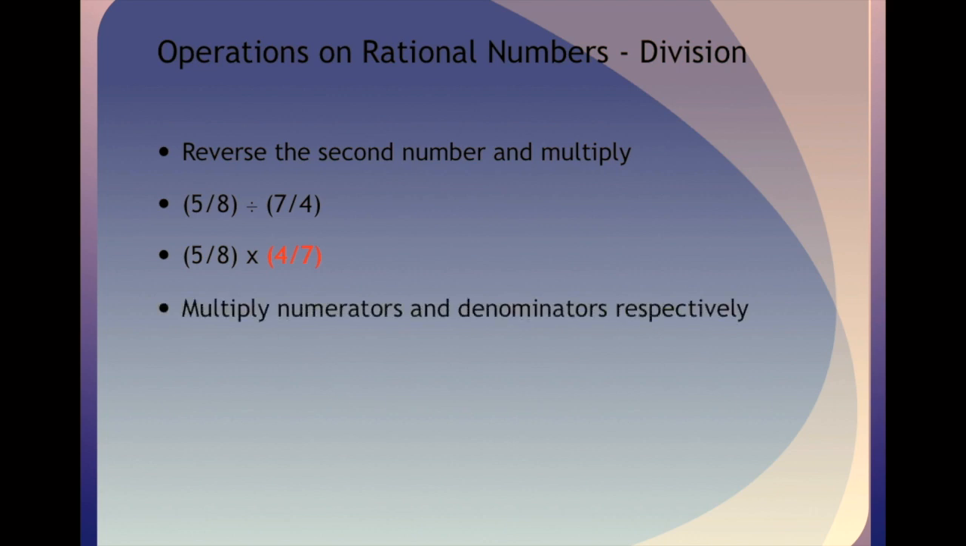The numerators will multiply with numerators and denominators will multiply with denominators. So 5 into 4 is 20 and 8 into 7 is 56. Now one more thing to note here. This is not the final answer.